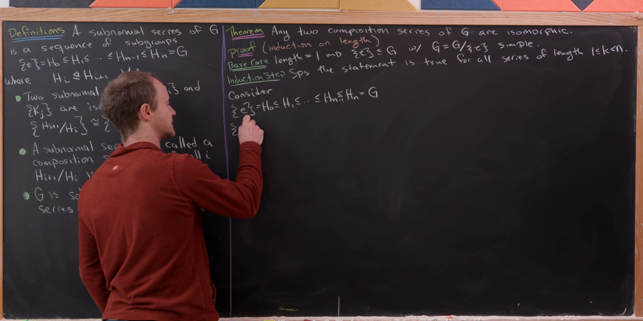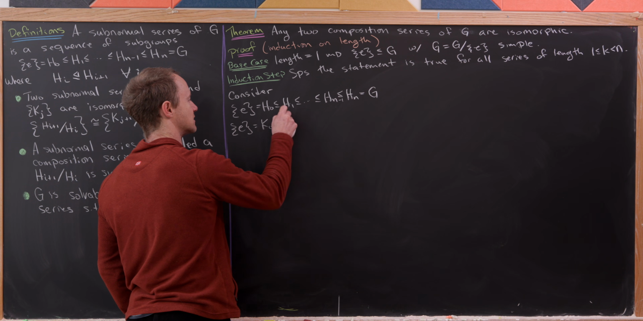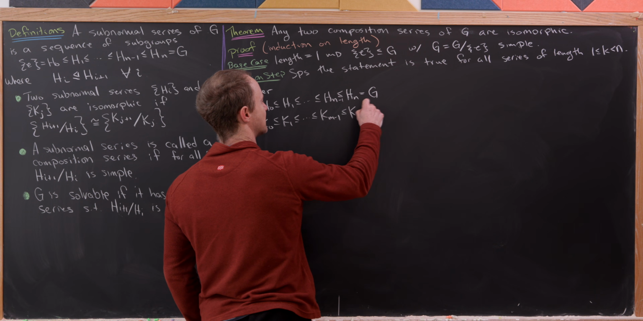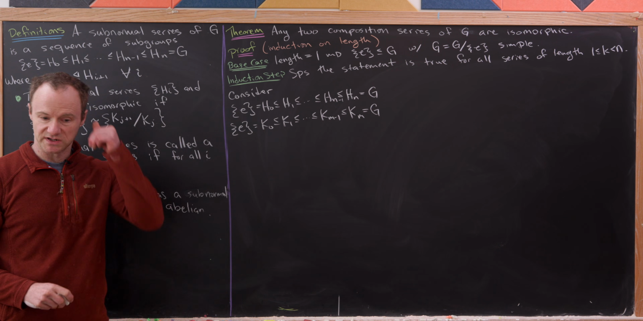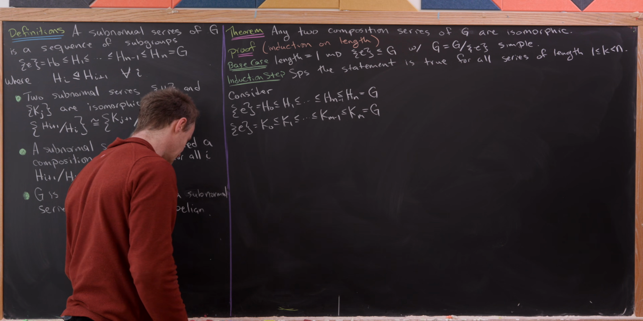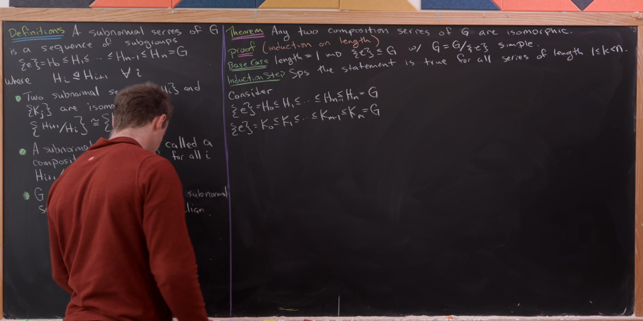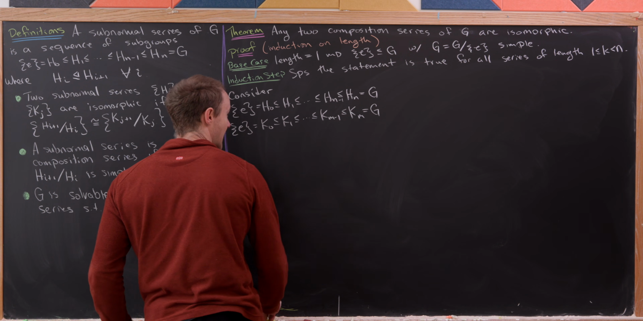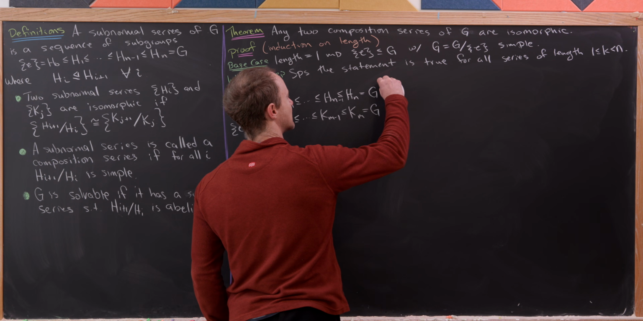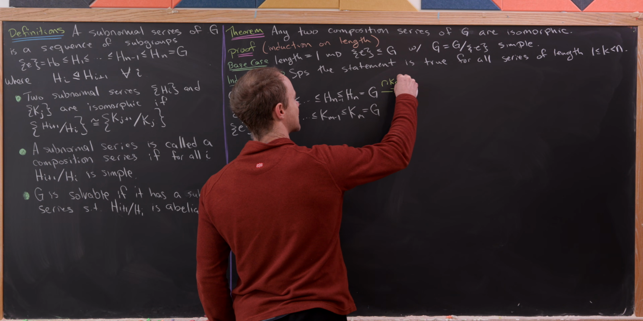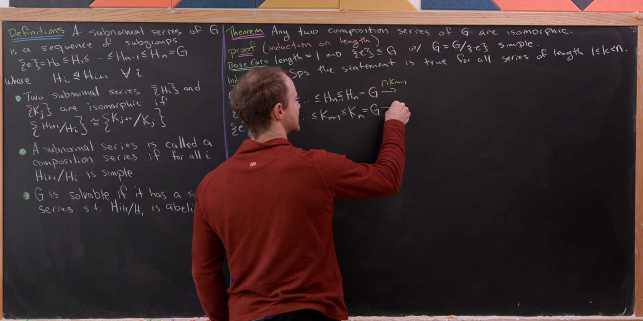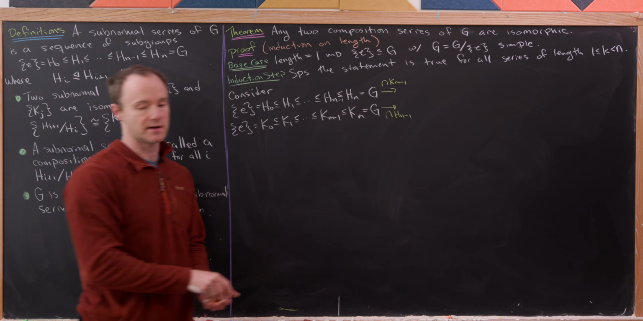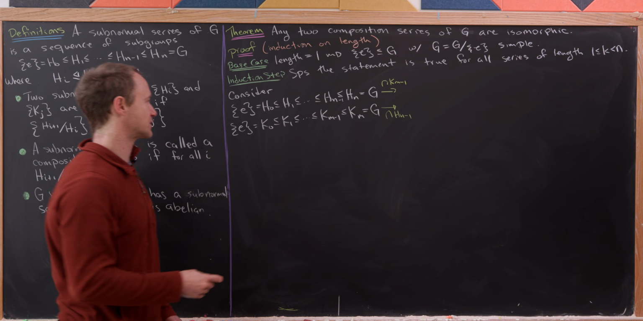And then our second one will be with subgroups K. So we've got K_0, a subgroup of K_1, all the way up, a subgroup of K_{m-1}, a subgroup of K_m, which is equal to G. And now the idea here is we're going to modify these two composition series, and we're going to do it in the following way. So let's take this first one and we'll intersect everything in this first one with K_{m-1}. Then we'll take this second one and intersect everything with H_{n-1}. And then we'll actually extend it out a little bit as well, but we'll see that.